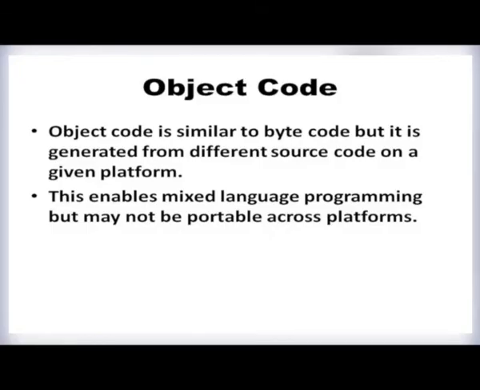Let us move on to object code. Object code is created when a source code is compiled. This is an intermediate code which will use a linker to convert it into an executable format called machine code. Object code is similar to bytecode, but it is generated from different source code on a given platform. This enables mixed language programming but may not be portable across platforms.